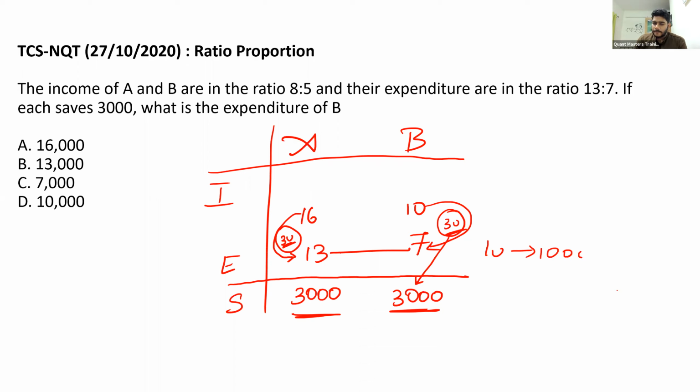Yes or no, people? If 1 unit is 1000, what are they asking? Expenditure of B. B is 7 units. If 1 unit is 1000, 7 units will be 7000. Is it clear? Now, if you have understood, I have taken another example sum for you.